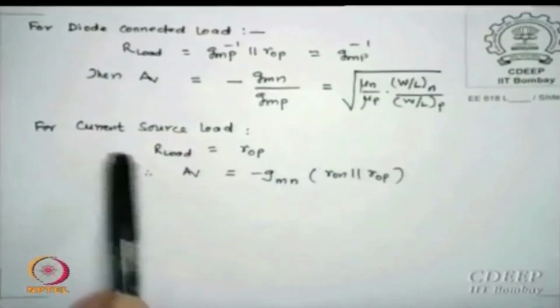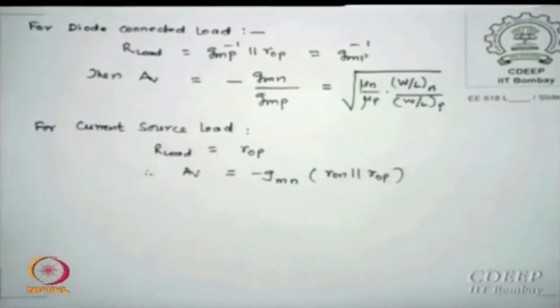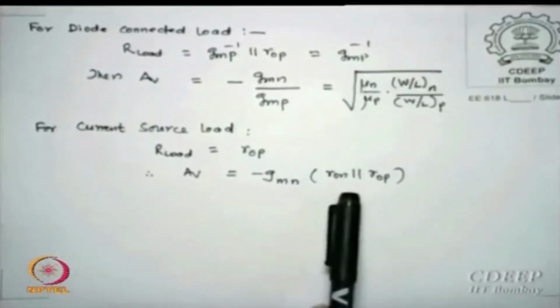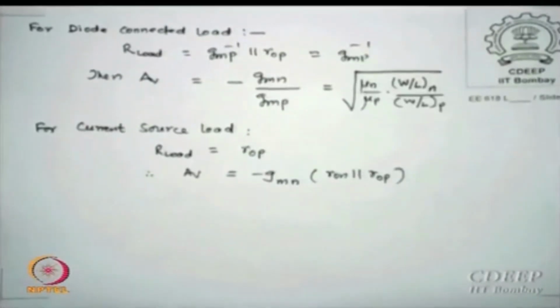The current source load, the load is only ROP, then AV is GMRN, RON parallel ROP. The two ROs of the N channel and P channel at the output are parallel. If they are equal, they will not be equal because of the mobilities, but many times they may be equal also because you may adjust sizes. Okay. Therefore, you may have GMN, RON parallel ROP.